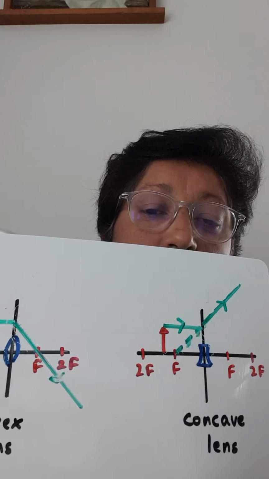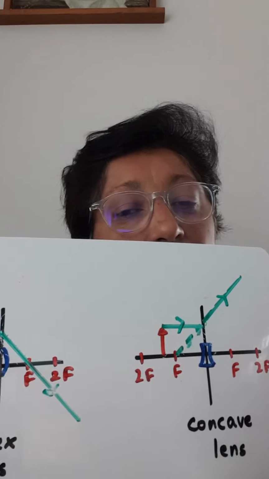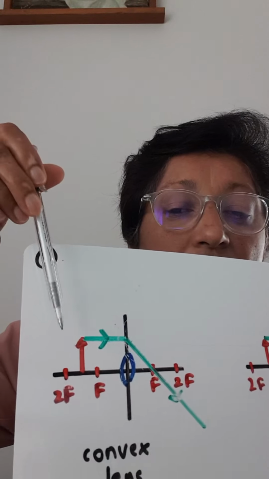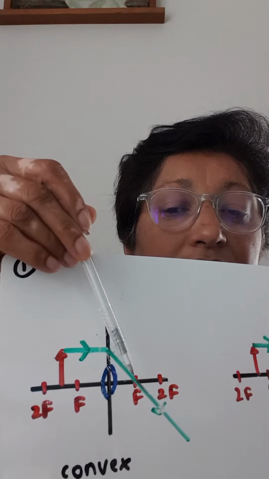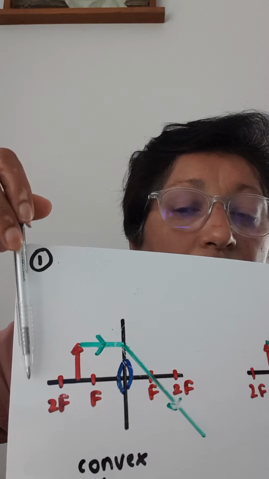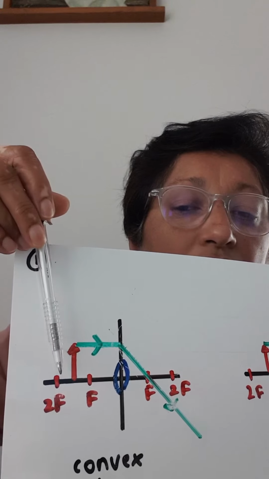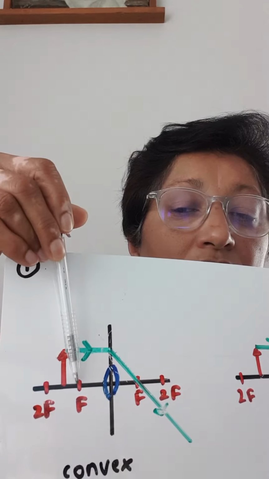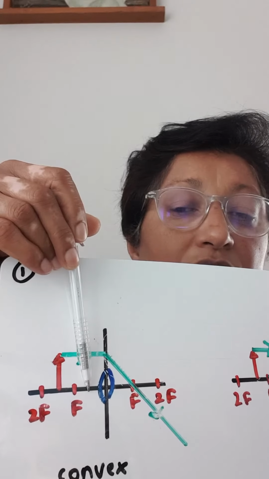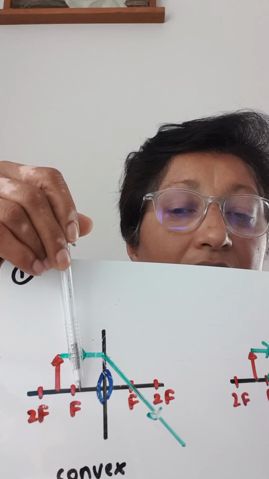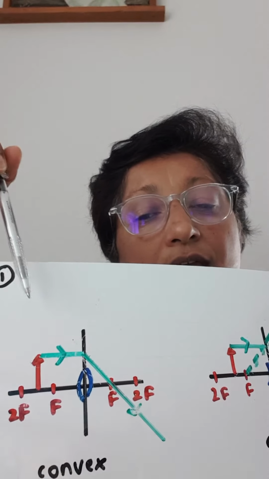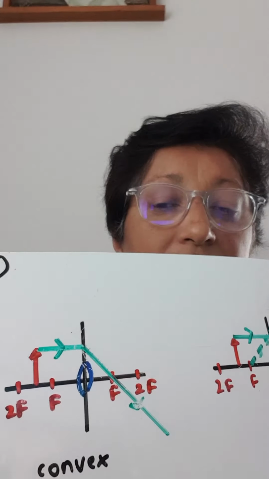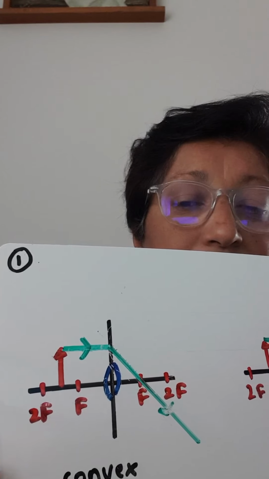I'll draw a whole set of ray diagrams just like we did for mirrors, keeping the object at different distances from the lens. We start with the object beyond 2f, the object at 2f, the object between f and 2f, the object at f, and then the object between the lens and f. I'll draw this whole set of ray diagrams and post them for you so that you can take that down in your notes.